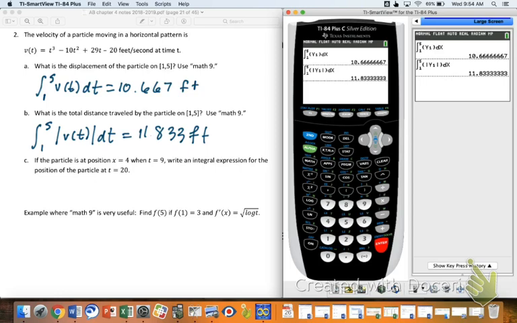Make sense? Just set it up. Don't worry about the details. Don't worry about math 9. Don't worry about doing any antiderivatives or anything. Just set up an integral expression. All right. Give you a few minutes to ponder that. We'll discuss in a second.